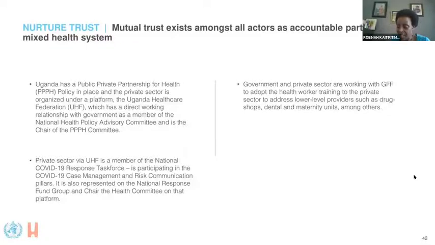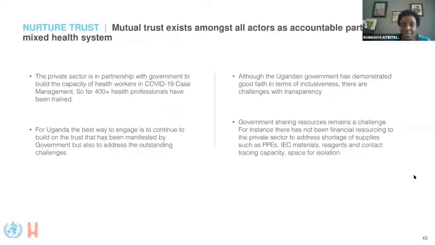But of course, there are challenges. There are big challenges, even with that policy. We need to continue to build on the trust that has been established. And in the COVID response, for instance, the challenges in the private sector have been a level of lack of transparency and sharing of resources, including supplies, PPEs, reagents, IEC materials, contact tracing, but also, of course, the private sector needs space for isolation.